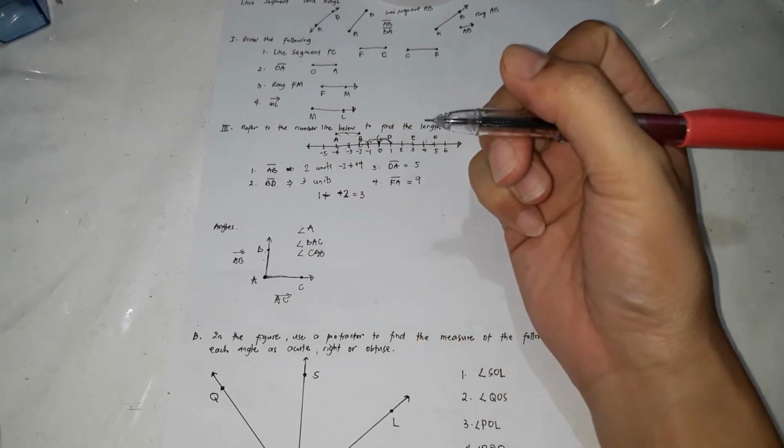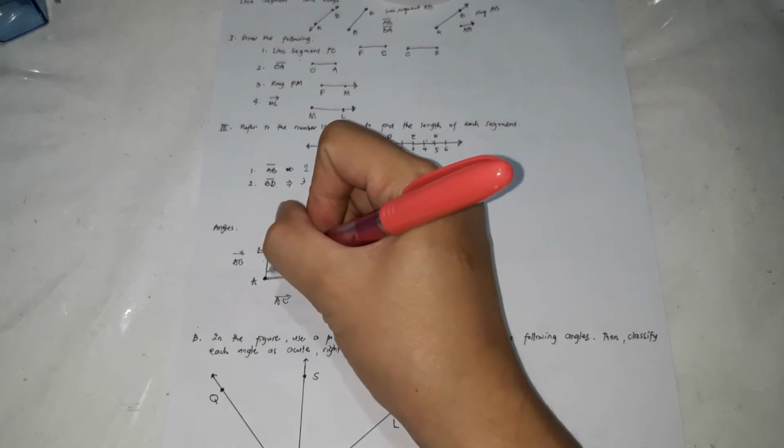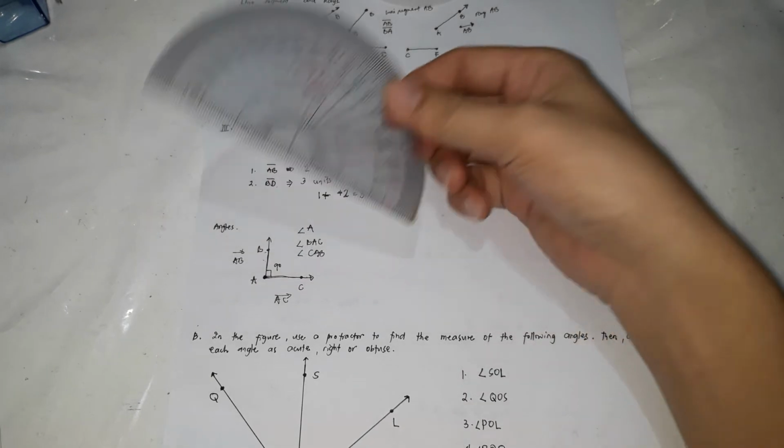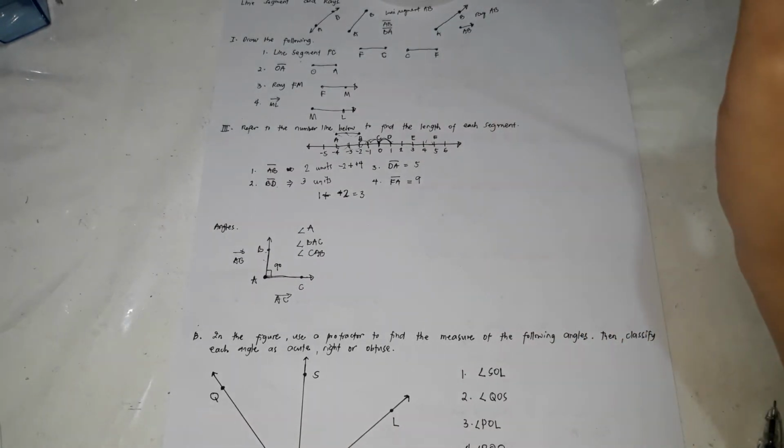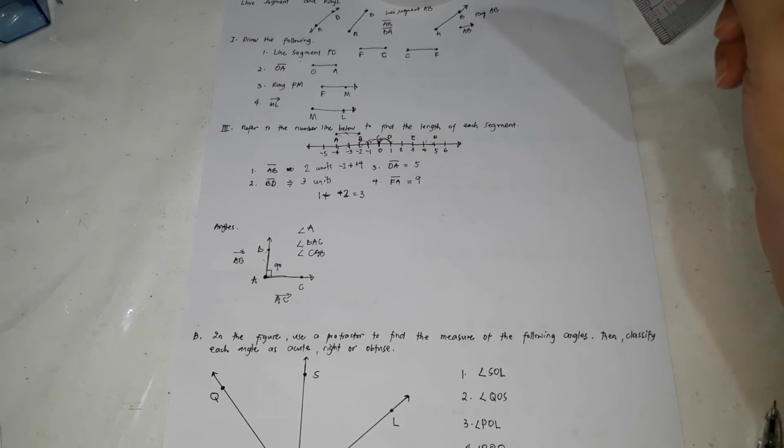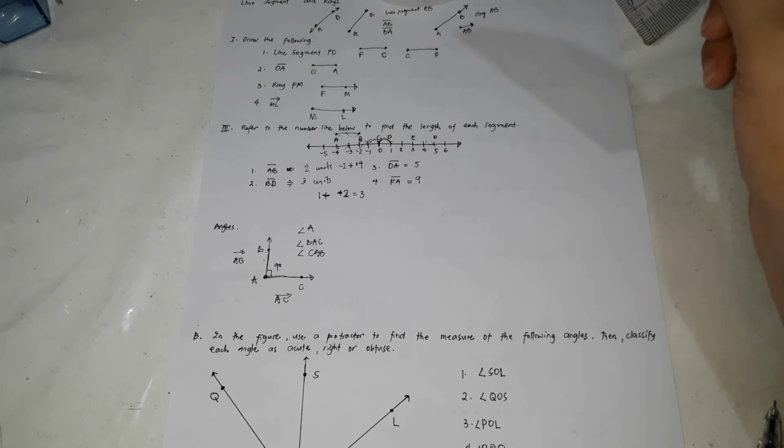Kapag nag-form siya ng letter L, the measure is 90 degrees. So to introduce the protractor, to measure an angle: if you're going to measure the length of an object, you're going to measure it with a tape measure or a ruler. But if you're going to measure an angle, you're going to have to use a protractor.